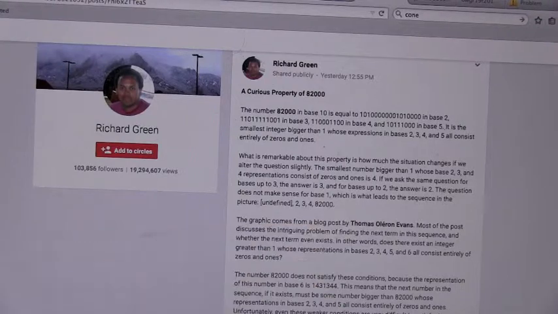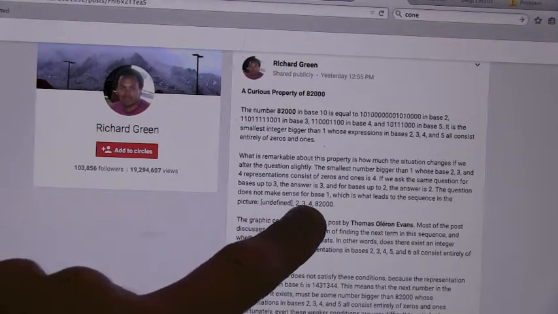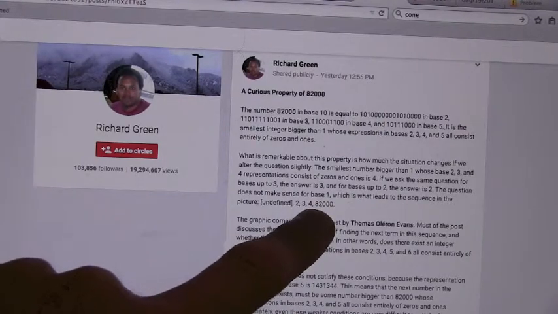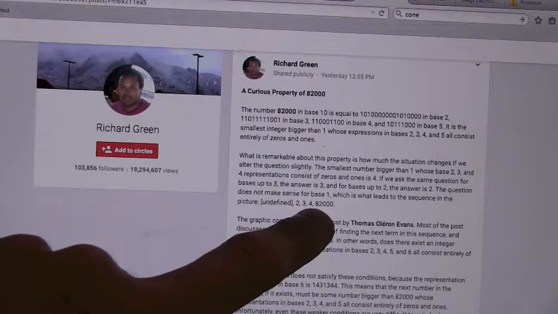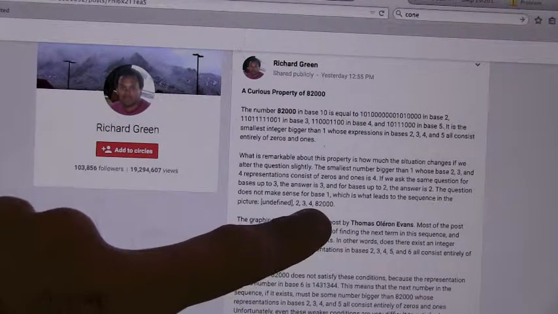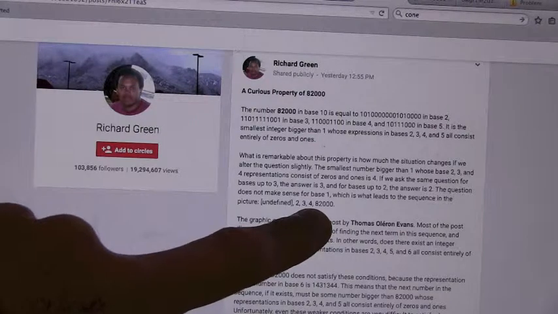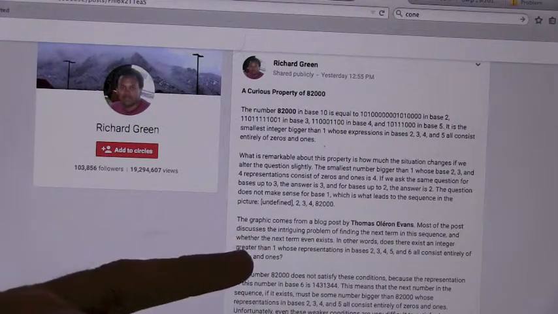So the sequence is 2, 3, 4, 82,000. So 2 in base 2, 3 in base 2 and 3, 4 in base 2, 3, and 4. What is 4 in base 3? Well, I think that would be 1, 0. Wouldn't it be 1, 1? 1, 1, very good. And then 82,000.